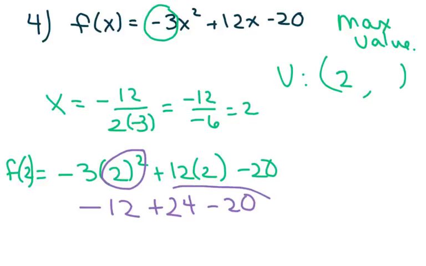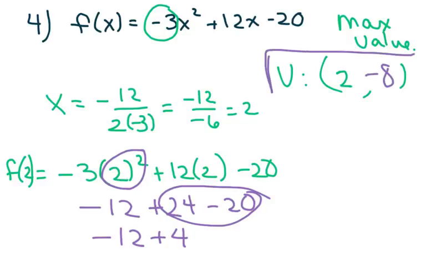Do this part first. So that's going to be negative 4 times negative 3 is negative 12 plus 24 minus 20. So I'll do this part first. So that's negative 12 plus 4 is negative 8. So it occurs at our vertex, our maximum value is at 2, negative 8.